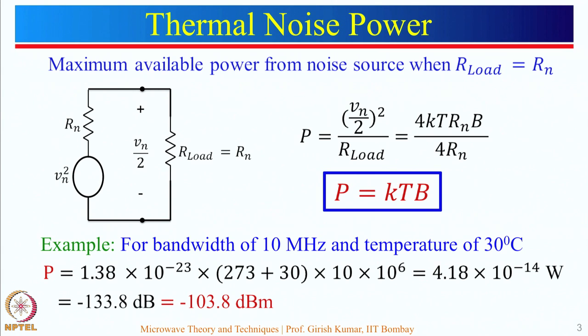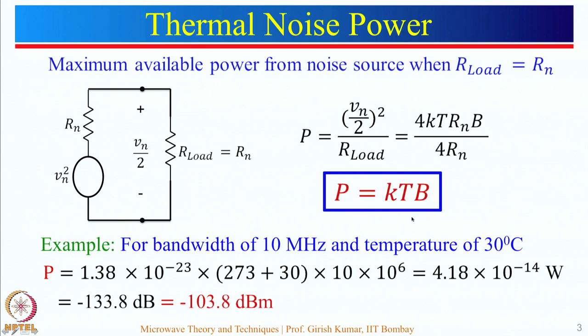So, generally speaking, we represent it in the form of Vn square, but you have to understand this is Vn by 2. So, you have to take the square of that if you want to calculate the power. So, power delivered to the load will be (Vn by 2) square divided by R load. So, this is given by 4kTRnB, where Rn is the noise resistance, and for maximum noise power calculation, R load should be equal to Rn, which is true for maximum signal power transmission also. So, now P comes out to be kTB.